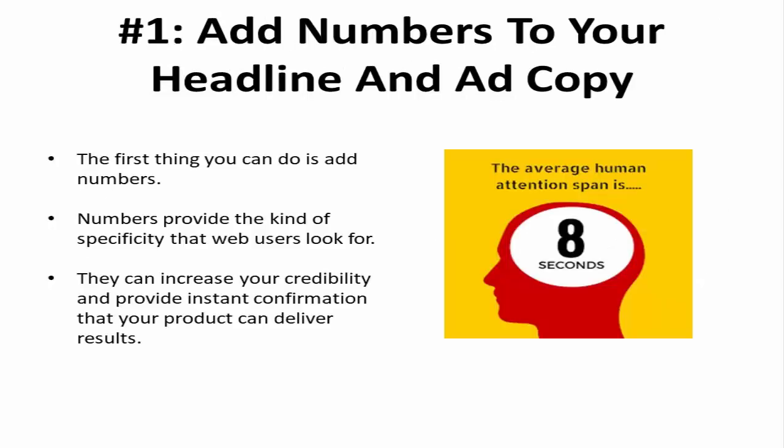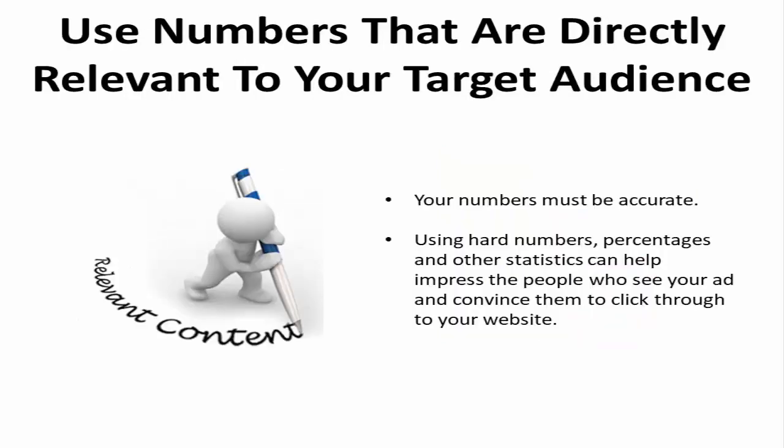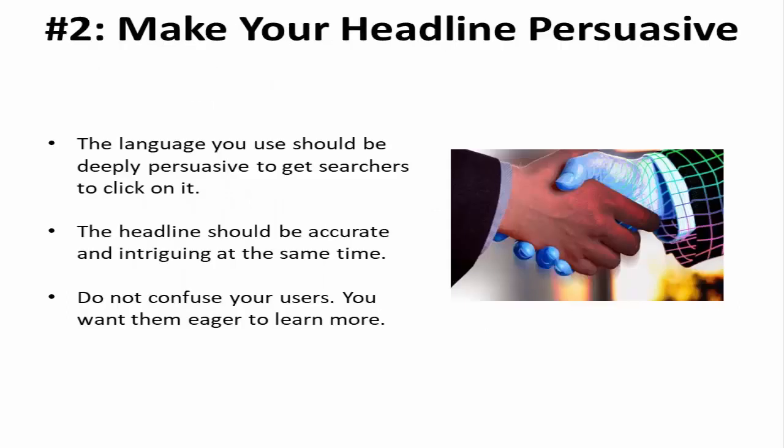Number 1. Add numbers to your headline and ad copy. The first thing you can do is add numbers to your headline and ad copy. Numbers provide the kind of specificity that web users look for. They can increase your credibility and provide instant confirmation that your product delivers results. The key is to use numbers that are directly relevant to your target audience. Your numbers must also be accurate. Using hard numbers, percentages, and other statistics can help impress the people who see your ad and convince them to click through to your website.